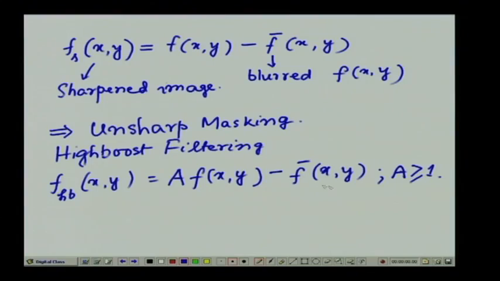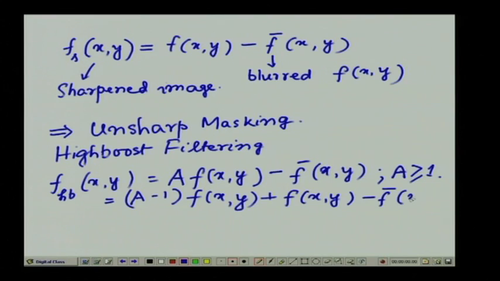Now, I can rewrite this particular expression in the form (A minus 1) times f(x,y), plus f(x,y) minus f bar(x,y). Now, this f(x,y) minus f bar(x,y) is nothing but the sharpened image f_s(x,y).